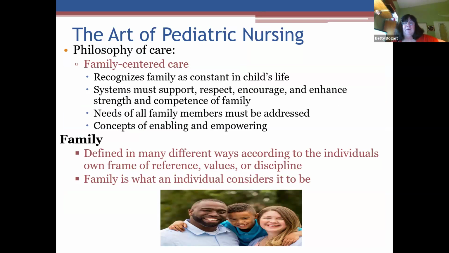So earlier I was talking about what is nursing, especially with children. It's all about family-centered care. The family is the center of their life, and children know that the family is the center of their life, which means what they know, how they behave, how they dress, how they act is because of the family. The family makes them who they are, right?